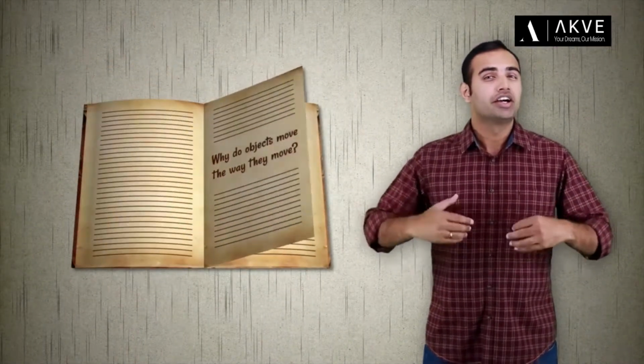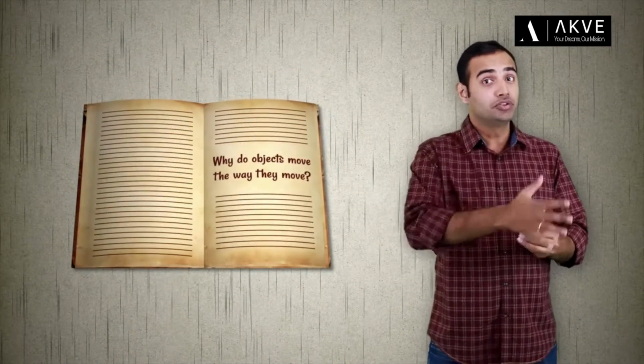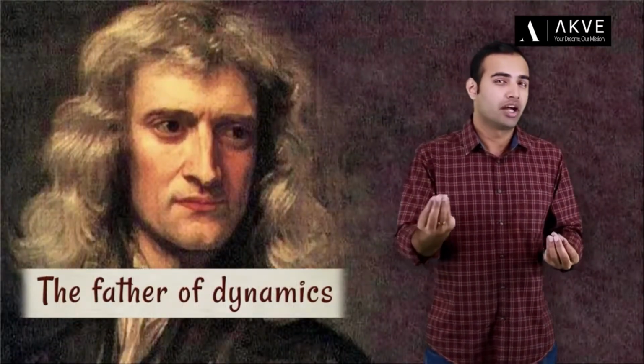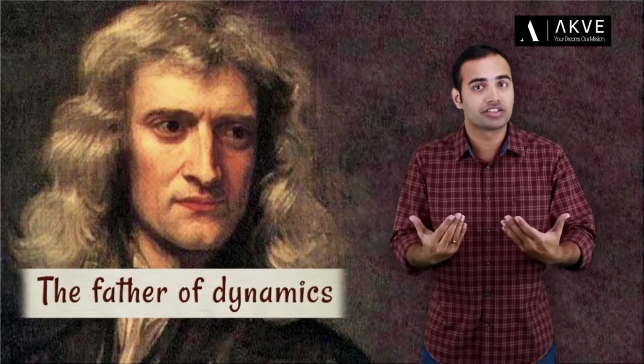Newton, in his book Principia Mathematica, explained why objects move the way they move. So in many ways, we can also call him the father of dynamics, the branch of physics that deals with the causes behind each type of motion. Now, this chapter that we are studying is also a dynamics chapter, as it deals with causes behind several types of motion. So just like any good story, let's begin our dynamics story right away.